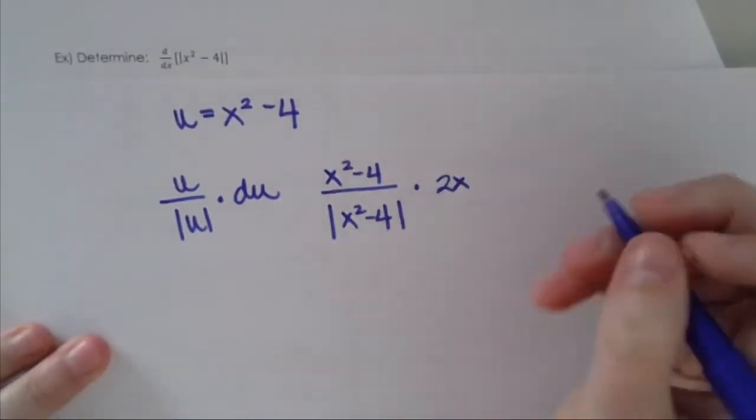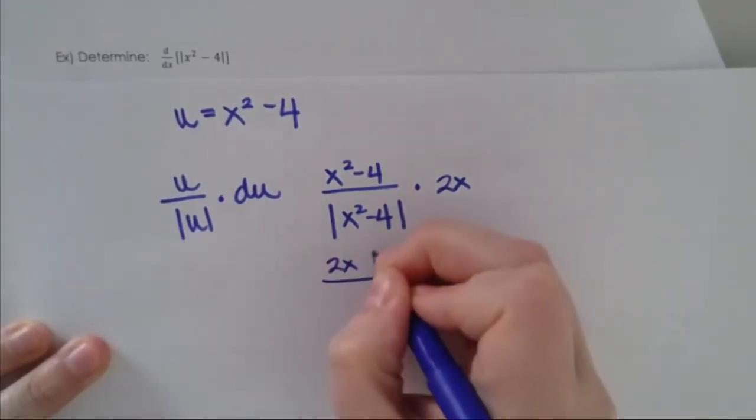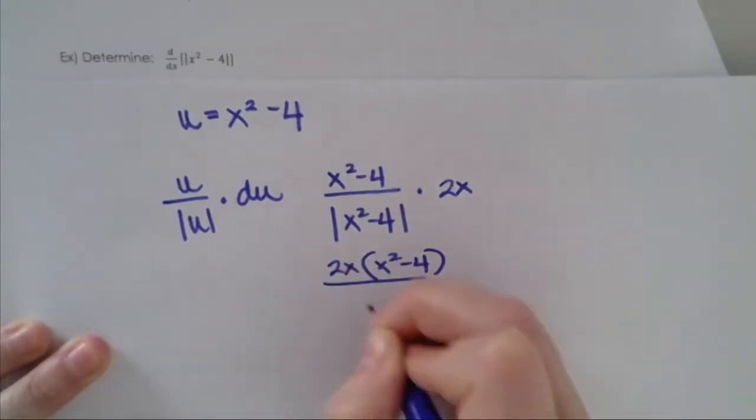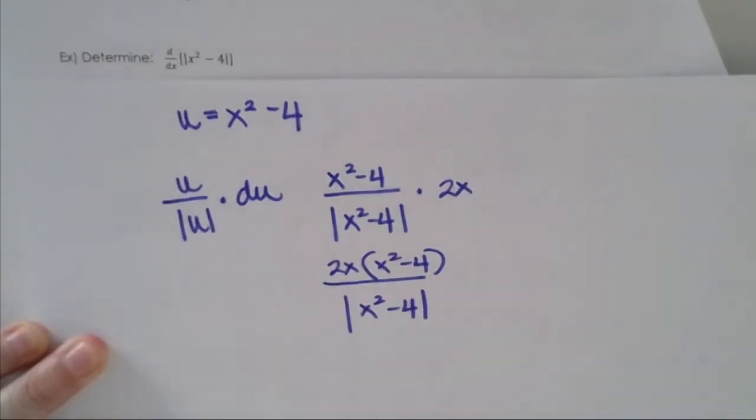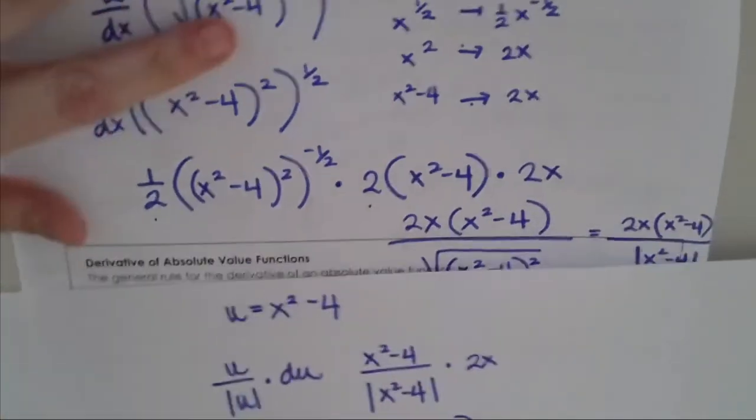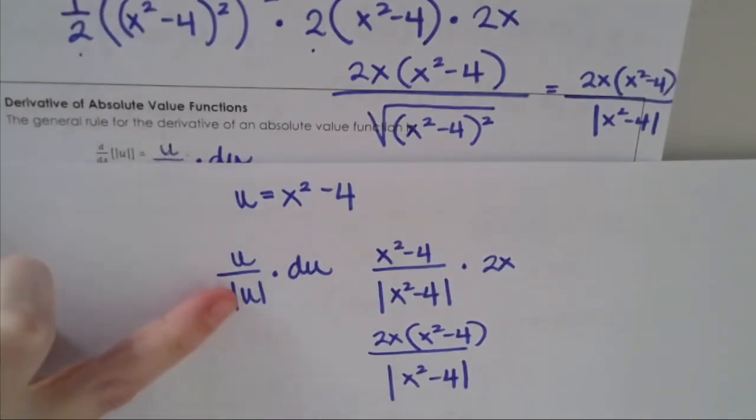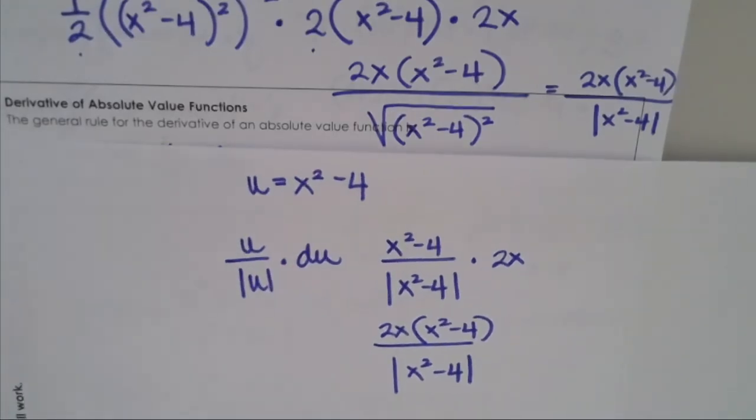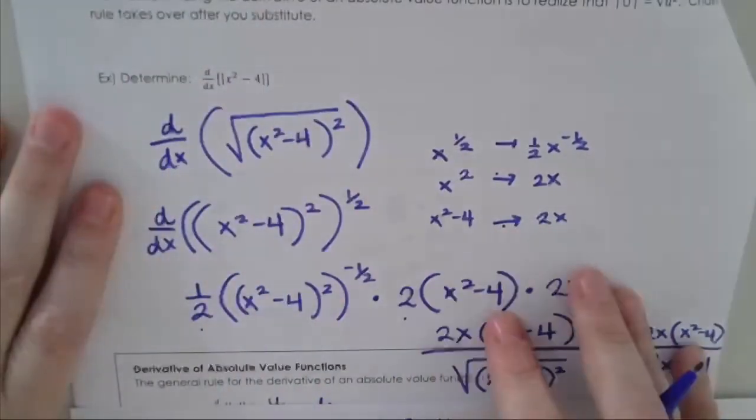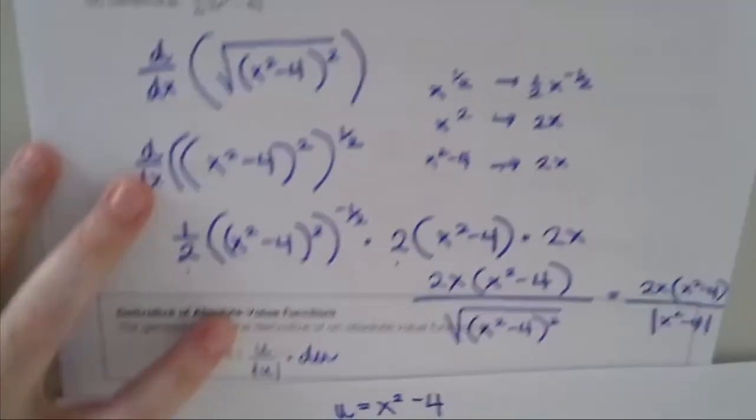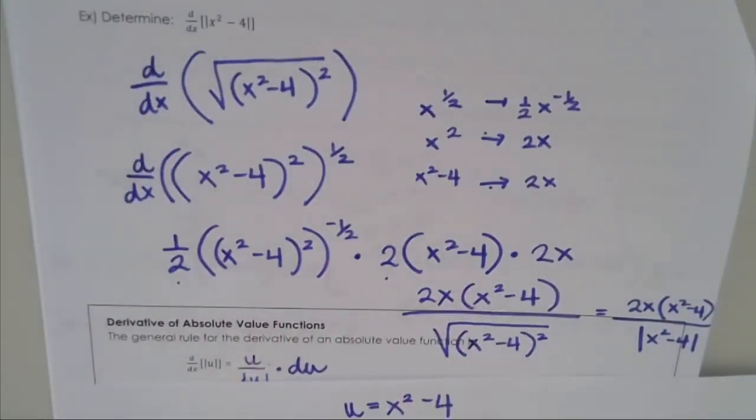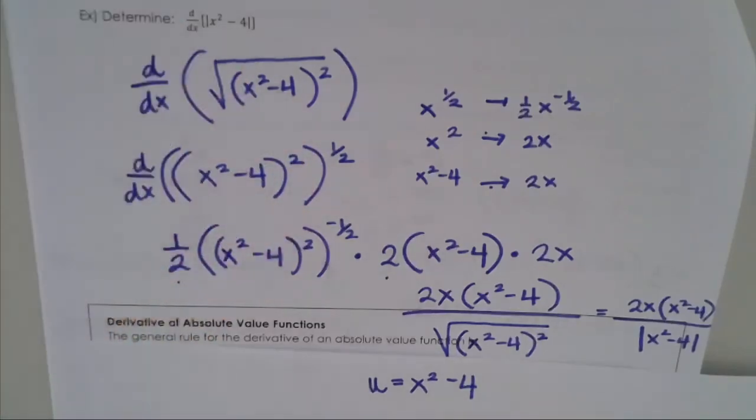If I make it look a little bit nicer as one fraction, I would have 2x times x squared minus 4 on top, absolute value of x squared minus 4 on bottom. And if I compare that with what we did after the chain rule, you get the same thing. So if you can remember your rule of u over absolute value of u times du, this is going to save us time. We just did this right here to build the idea of what the actual rule is. You do not ever need to go through here unless you just absolutely forget, and then you would have to remember the half and square root trick, or the squared and square root trick.